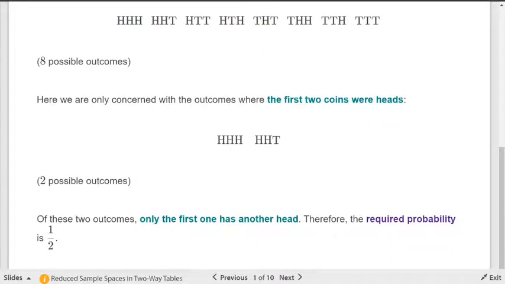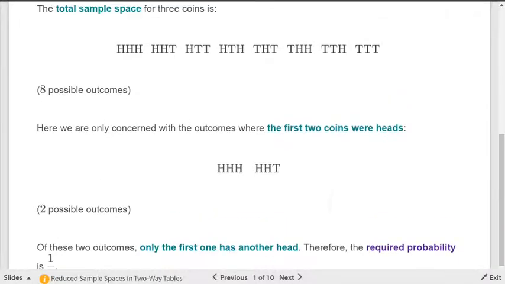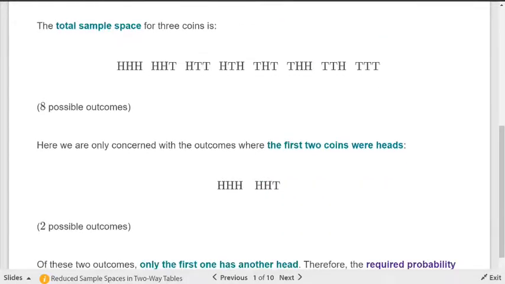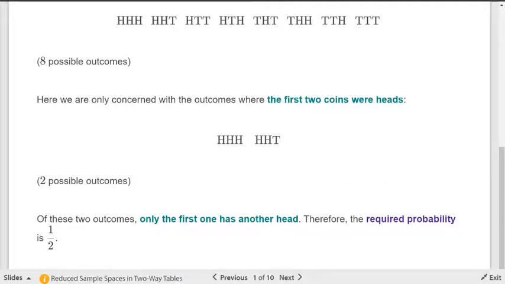All right. Of these 2 outcomes, only the first one has another head. Therefore, the required probability is 1/2. Because if the first 2 coins turn up heads, what is the probability that the last coin is also a head? So out of those 2 top ones that we're allowed to consider, let me just go through that and explain it. There are only 2 possible outcomes that we're allowed to consider, right? These 2.